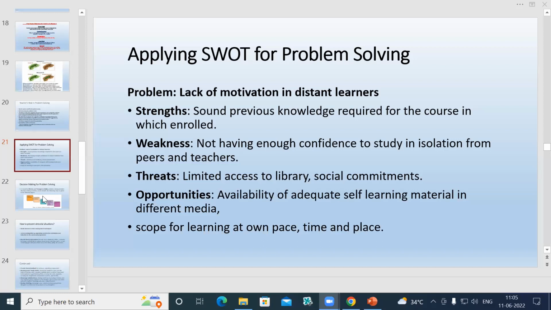Now, what are the opportunities? Availability of adequate self-learning material. A distant learner always gets enough self-learning material, like IGNOU is an example. Their material is very good, so you have adequate self-learning material in different media. And there is scope for learning at your own pace, at your own time and place. So this is the problem and this is the SWOT analysis for your problem solving. Next slide, please.